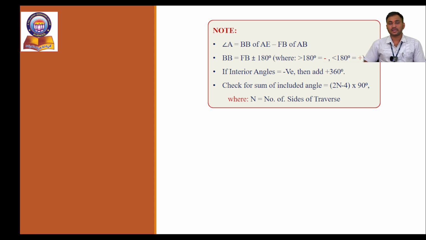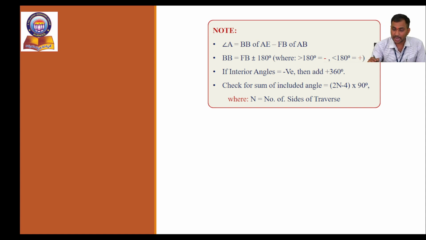In today's problem, we have to calculate the interior angles. In our question, the station lines AB, BC, CD, DE and EA, or some other different station lines, will be given. When we are solving a problem, we have to take note of some important points.